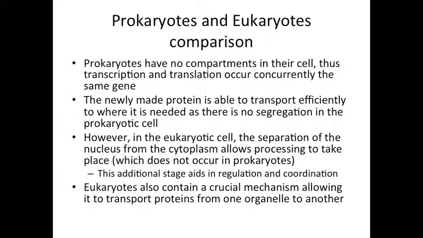Prokaryotes have no compartments in their cell. Thus, transcription and translation occur concurrently on the same gene. The newly made protein is able to transport efficiently to where it is needed, as there is no segregation in the prokaryotic cell. However, in the eukaryotic cell, the separation of the nucleus from the cytoplasm allows processing to take place, which does not occur in prokaryotes. This additional stage aids in regulation and coordination. Eukaryotes also contain a crucial mechanism allowing them to transport proteins from one organelle to another.